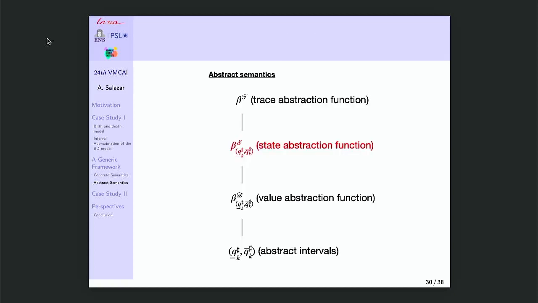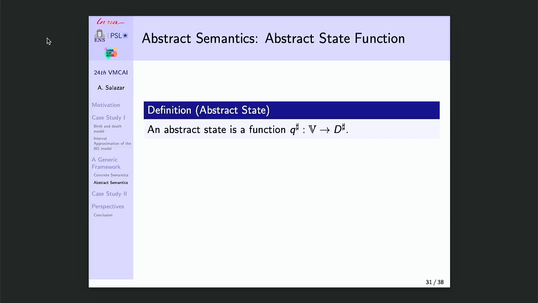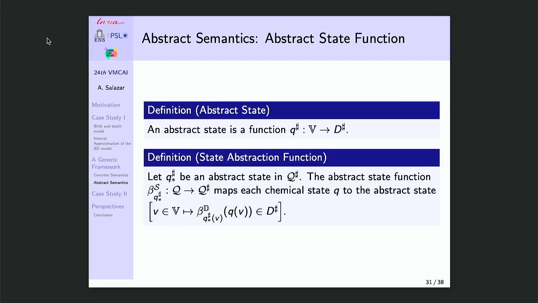And the state abstraction follows from the value abstraction function. So what we do is we first define an abstract state. So it's a mapping from variables to abstract intervals. And then we can define the state abstraction function in a similar manner to the value abstraction function. So the state abstraction function is parameterized by an abstract state. And you can imagine that component-wise, we lift the value abstraction function to each of the chemical values in a concrete state.